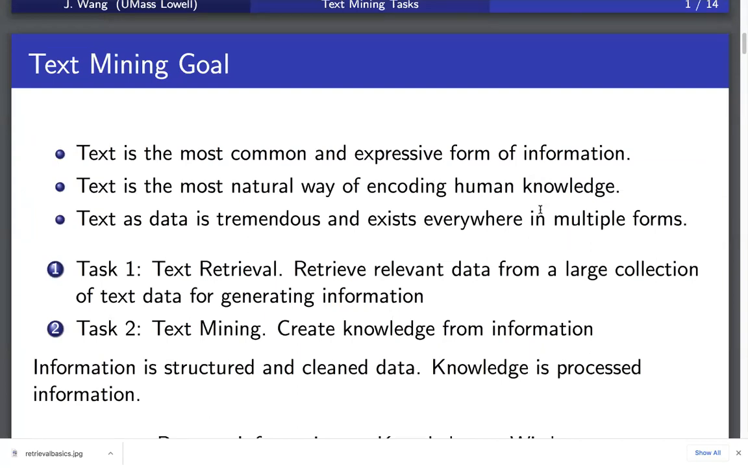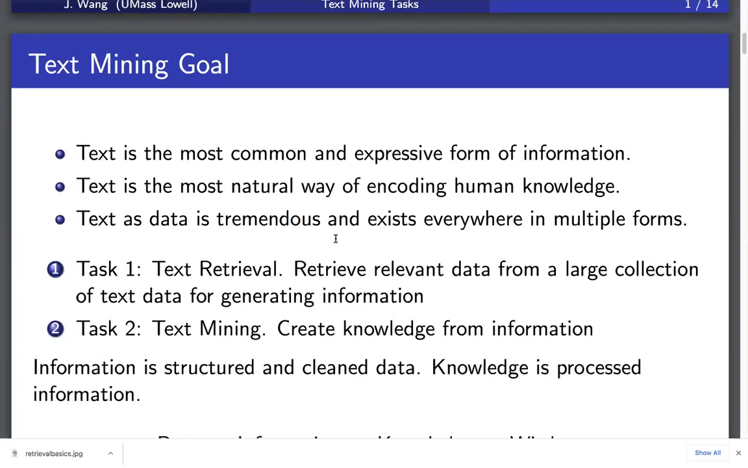So first, let's look at the goals of text mining. First of all, of course, we know that text is everywhere. Text is the most common and expressive form of information. It is the most natural way of encoding human knowledge, through books, research papers, Wikipedias, that kind of thing. And text as data is tremendous and exists everywhere in multiple different forms. That makes text very important to study.